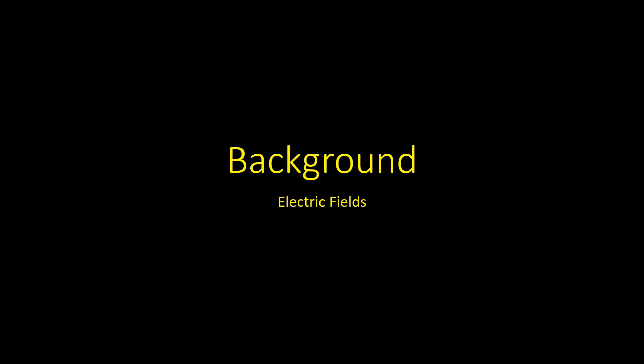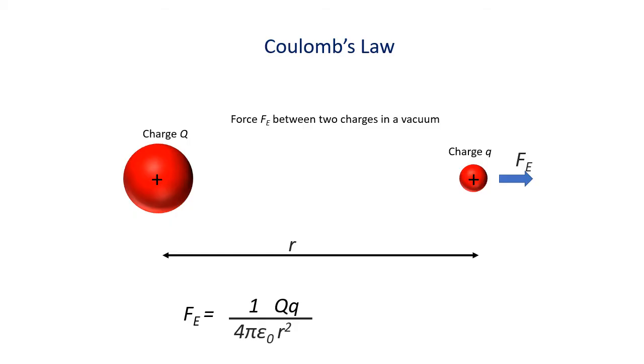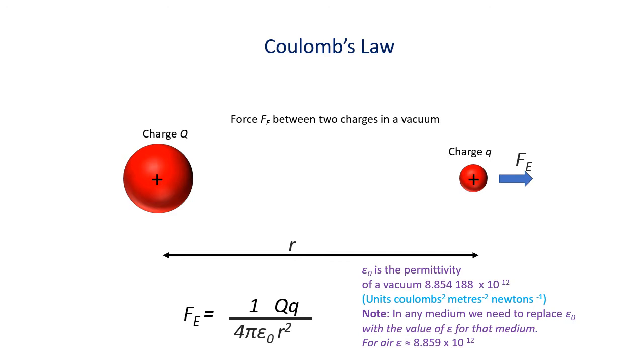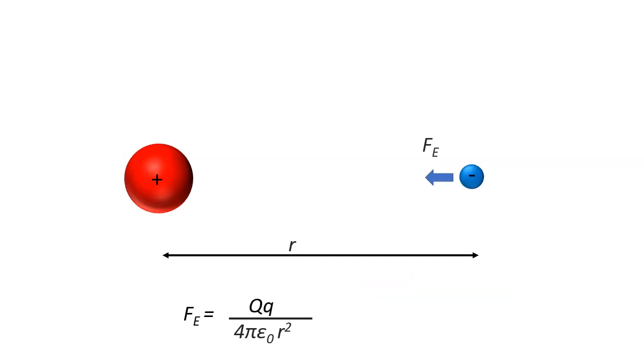Let's have a bit of background before we go on to the equations themselves. Most of you will recall Coulomb's law. The force between two charges follows an inverse square law and is repulsive if the charges have the same sign. The constant epsilon naught is the permittivity of the vacuum. In any medium, such as air, we need to replace epsilon naught with the value epsilon for that medium. If the two charges have different sign, then the force is attractive.